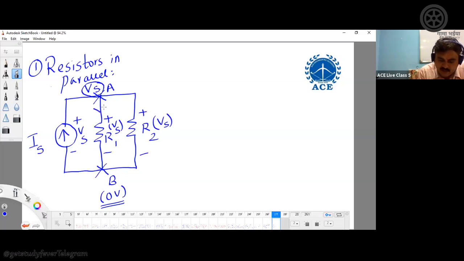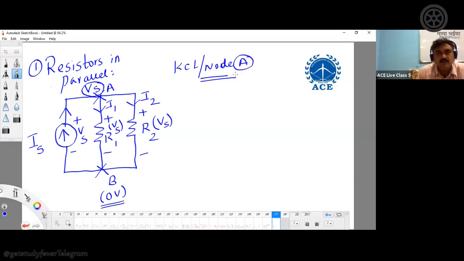So let the current flowing on the first branch be I1 and let the current flowing on the second branch be I2. Current will always flow from positive to negative. This current source will flow from negative to positive because it's an active source. Now, what is the KCL or nodal equation at node A? I already told this. Whenever current is coming towards the node, take negative. Whenever the current is going away from the node, take positive. Add the currents and equate it with 0.